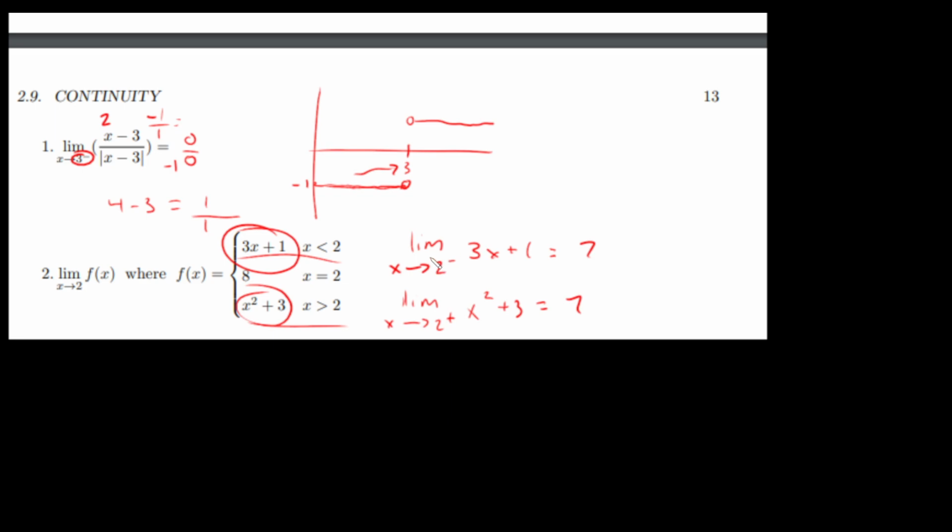That means because this one is equal to this one, that means that the limit as x approaches 2 of this function is equal to 7, because they both are the same value and they both exist. Perfect. Short lesson for this one.